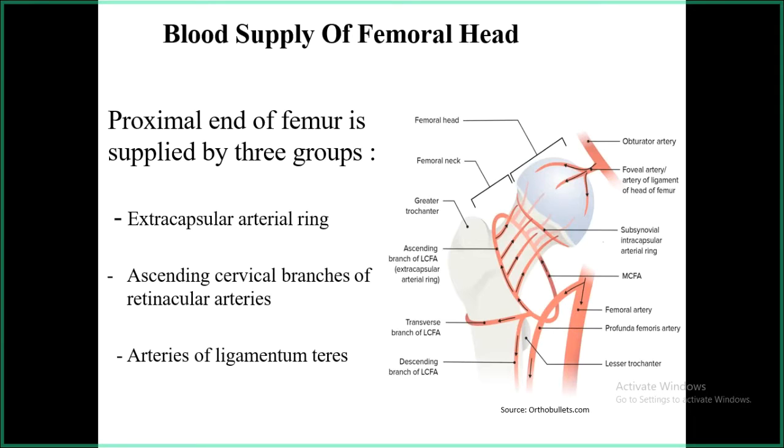This is the schematic picture of blood supply of femoral head. It is mainly from the three branches. First is the extracapsular arterial ring, which is major blood supply of profunda femoris. Second is ascending cervical branches of retinacular arteries of Trueta. And third one is arteries of ligamentum teres, which is again a branch of foveal artery of obturator artery.